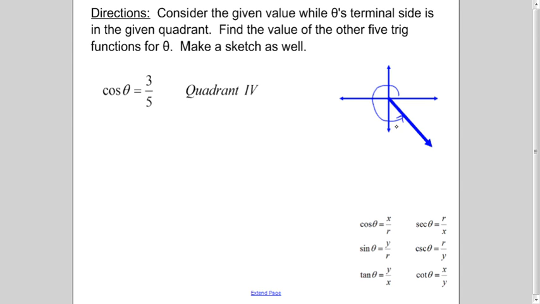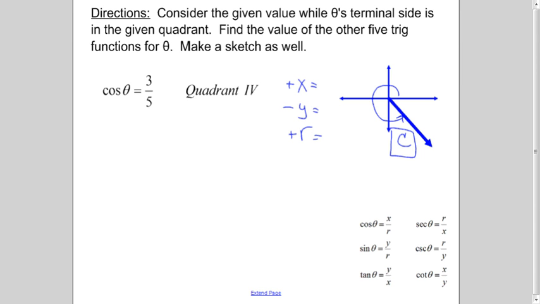If it's in quadrant 4, you should note very quickly that this is the C quadrant of All Students Take Calculus. It makes sense that cosine is positive here. The value they gave us is positive. But you should also notice when you're making this XYR chart, which is an essential organizer when doing these problems, a couple of things. In the fourth quadrant, X is always positive, Y is always negative, and R, being the radius of a circle, is always positive.